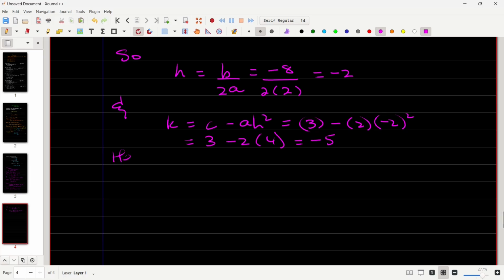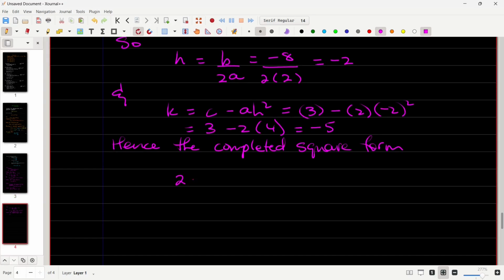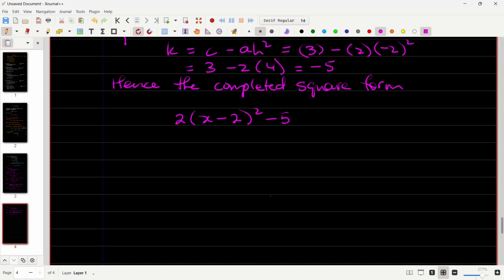And hence, the completed square form is going to be as follows. It's going to be the a value, which is 2, then x minus 2, which is the h, squared, and then the k. And we're done. All right, so that's that. Let's try one last example, and that would be the last one. So let's say example 3.